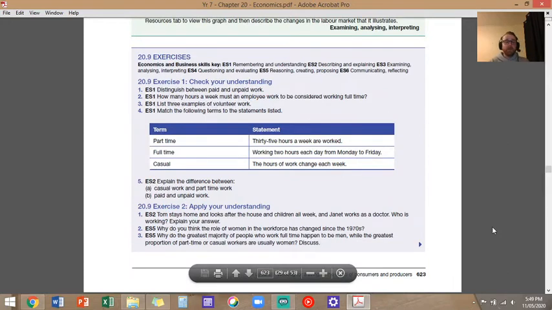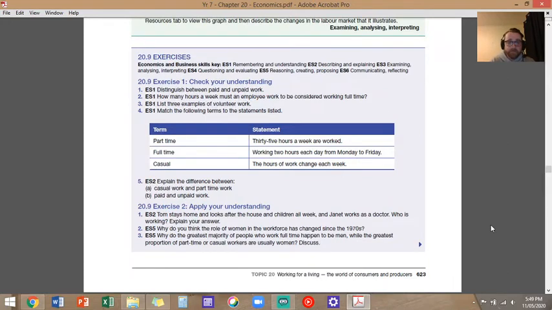So chapter 20.9, exercise 1. I wouldn't give you guys any more questions than you can handle in one lesson, so they're really quick, really straightforward, couple words, couple sentences for these questions here. So question 1, distinguish between paid and unpaid work. So what's the difference between a paid job or paid work and unpaid work? Pretty straightforward. Question 2, how many hours a week must an employee work to be considered working full-time?